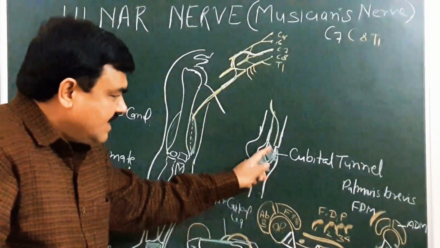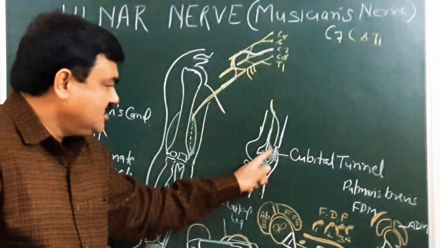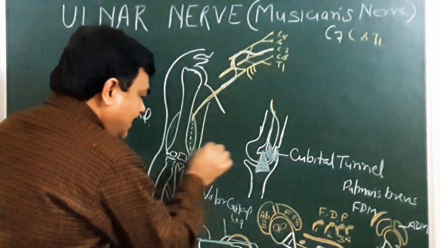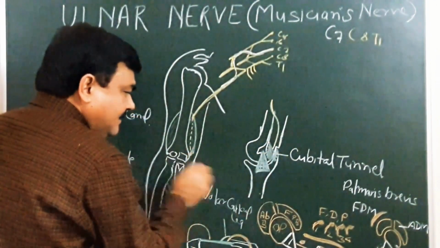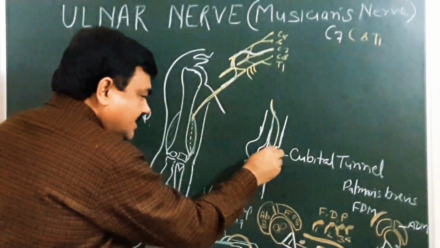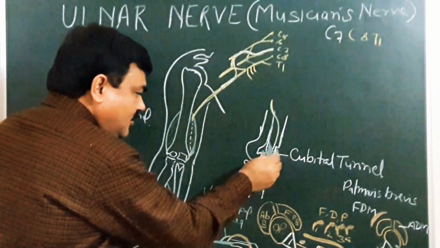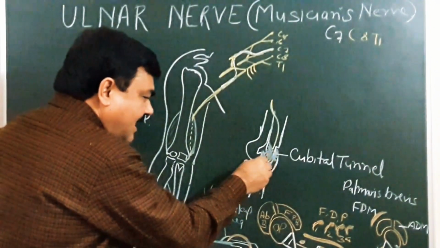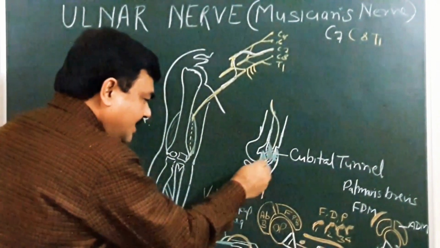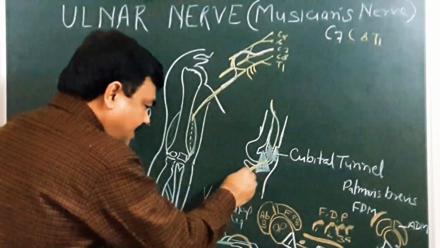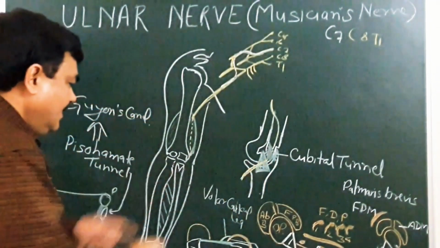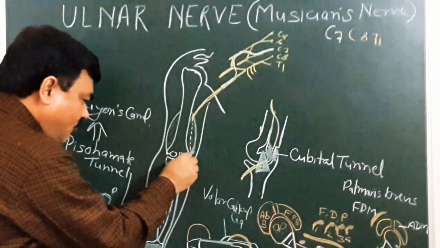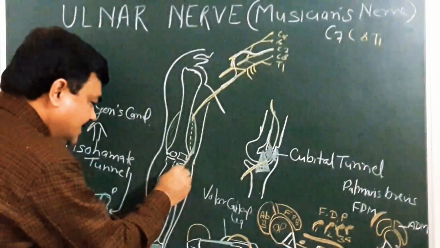Now it passes under the cubital tunnel. This is the cubital tunnel. It passes under the cubital tunnel. Then it passes superficial to the ulnar collateral ligament. This is the ulnar collateral ligament. Now it reaches from here, it reaches into the forearm like this.